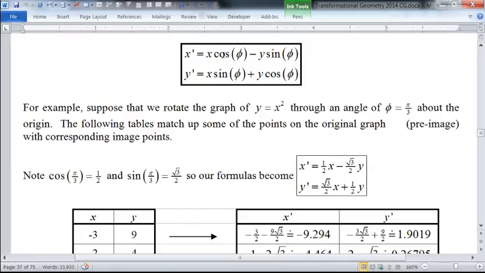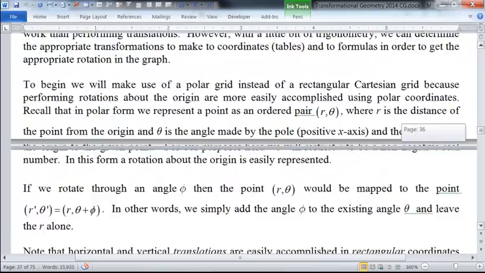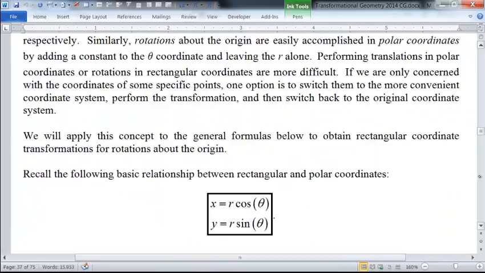So here we have cosine of phi. Cosine of phi is 1/2. So we get 1/2 x and here we get minus, because of this minus here, square root of 3 over 2 times y. And so that gives us x prime equals 1/2 x minus square root of 3 over 2 y. Now, to get y prime, we plug in, again, the same numbers here, square root of 3 over 2 times x plus 1/2 times y. Now, we can apply this to as many points as we want.